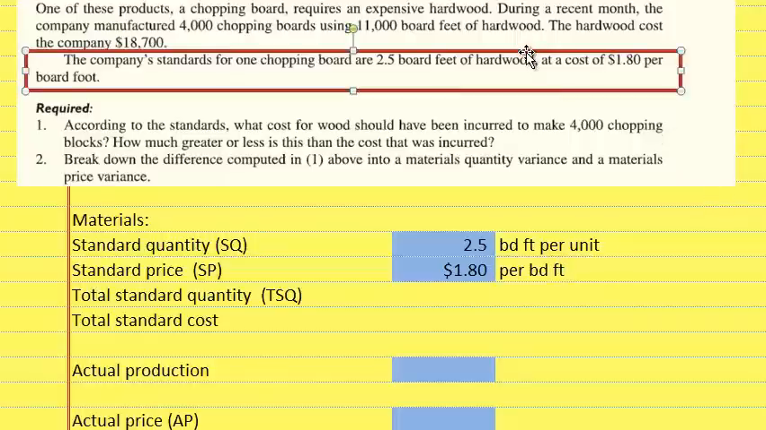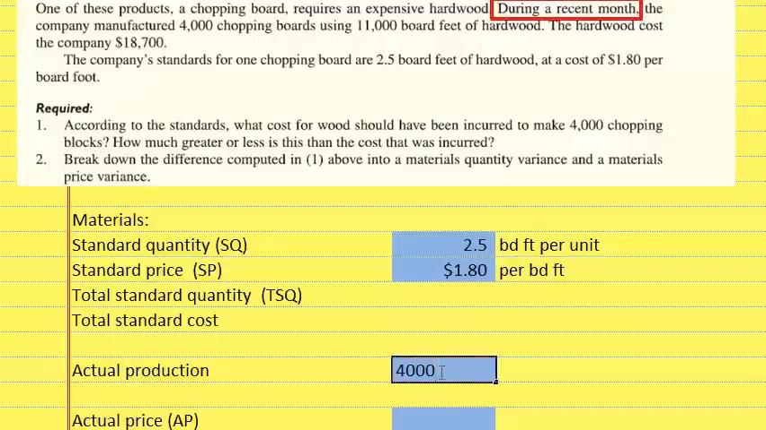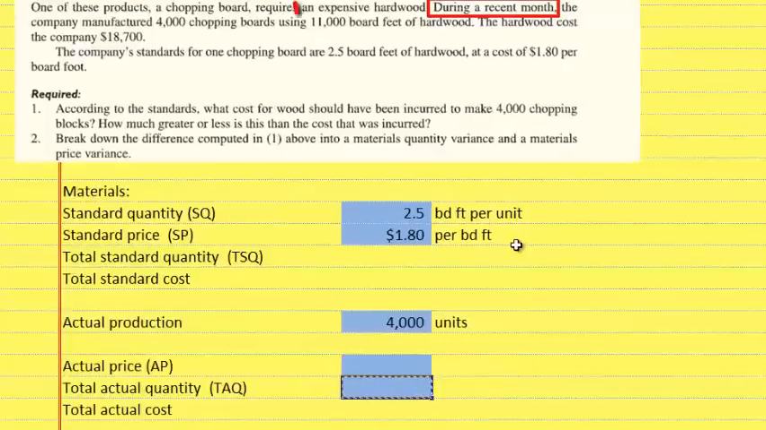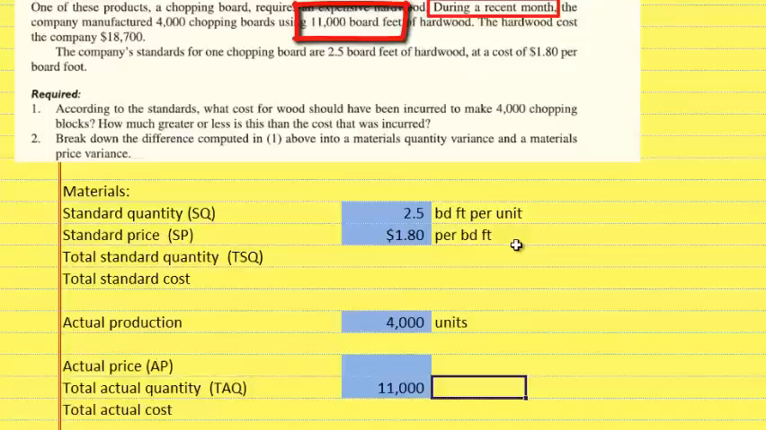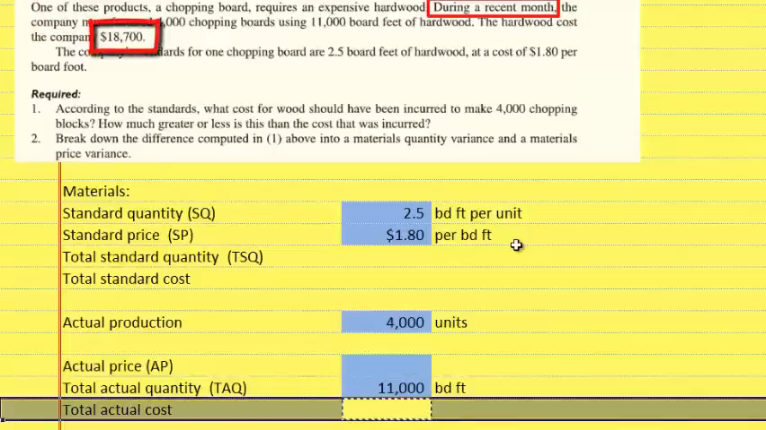Now let's take a look at actual. Starting right there. During a recent month, the company manufactured 4,000 chopping boards. Let me drop that in right here. 4,000 units using 11,000 board feet. That is the total actual quantity. And this hardwood cost the company $18,700. Total actual cost, $18,700.